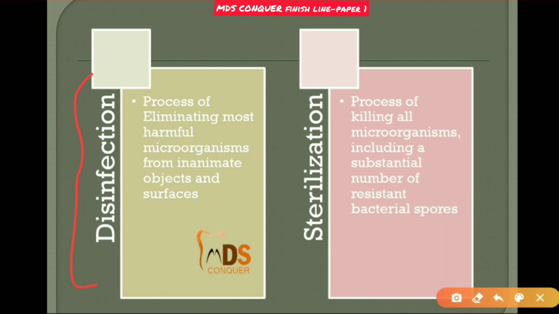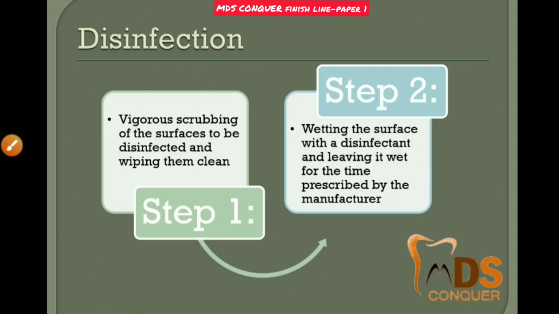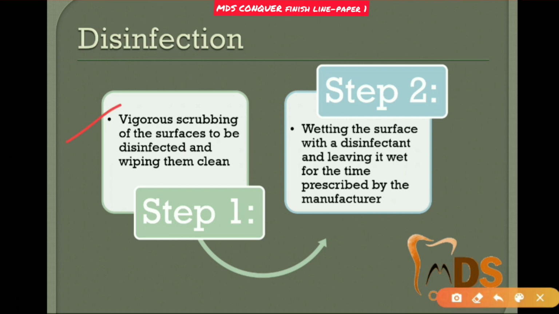Disinfection is a process of eliminating the most harmful microorganisms, okay? Whereas sterilization will kill the microorganisms and also the resistant bacterial spores. Disinfection can be used only on inanimate substances or surfaces. The disinfection process includes two steps. You can make a note: the first step is vigorous scrubbing and the second step is wetting the surface with a disinfectant.